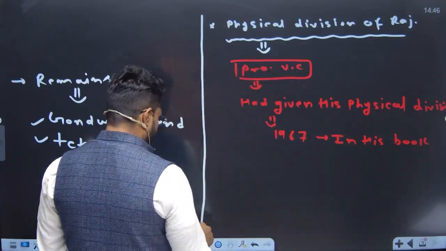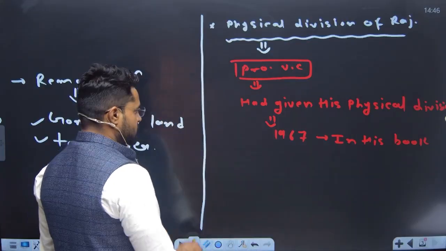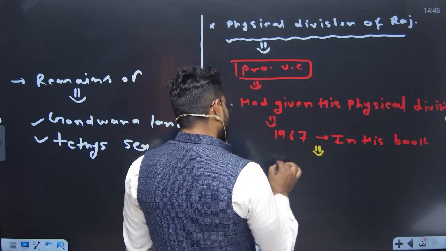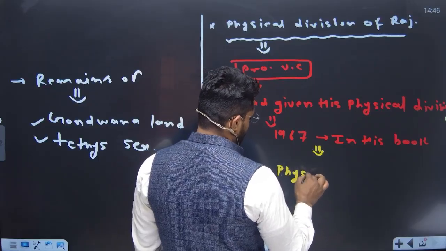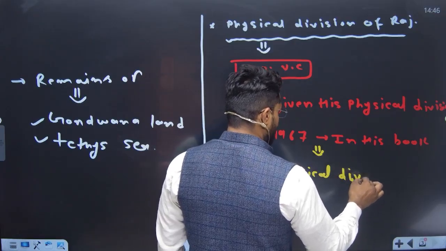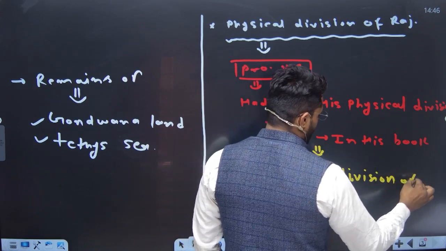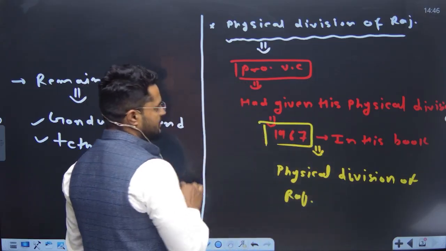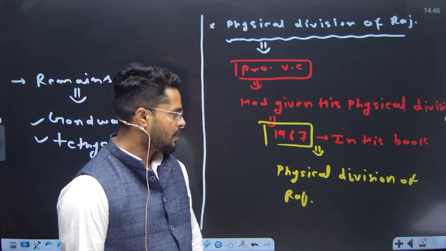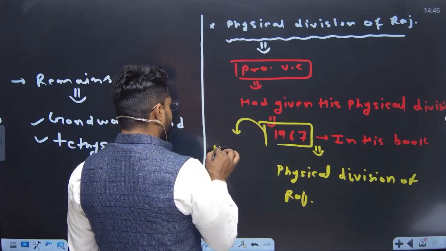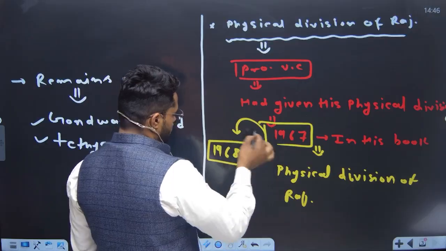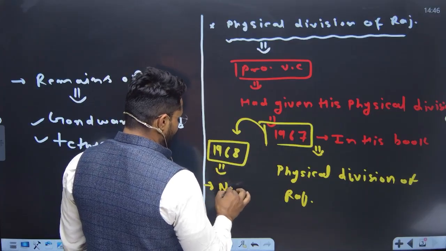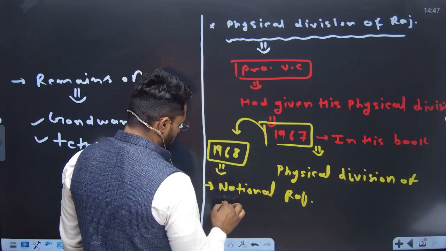So what is the book name? A question is also asked from here: what is Professor V.C. Misra's book name? Professor V.C. Misra wrote a book named Physical Division of Rajasthan. It was written in 1967 by Professor V.C. Misra, but this book was published in 1968 by the National Book Trust.